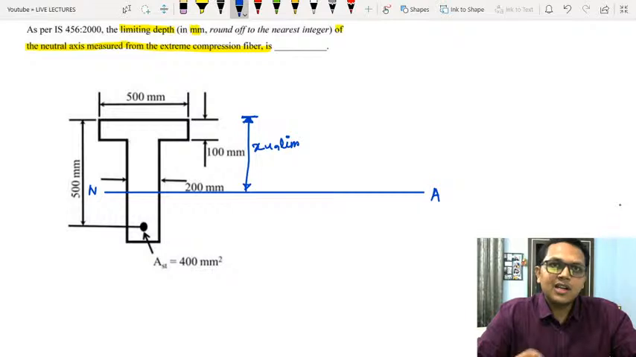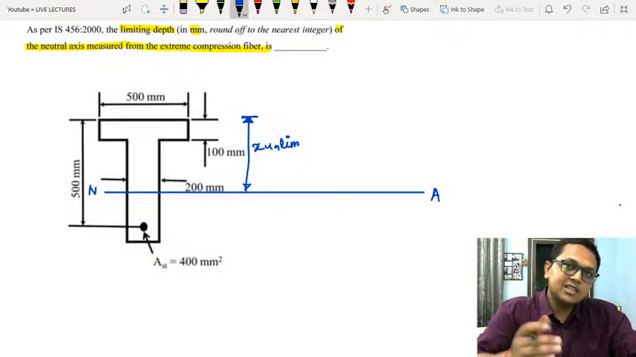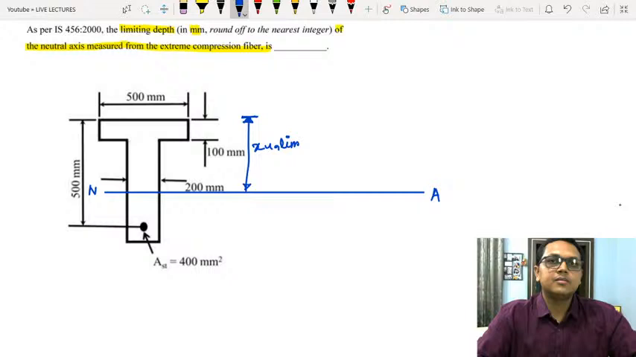Limiting depth of neutral axis, if the limiting depth of neutral axis of a section is found, taking into consideration that both the concrete and the steel reach the yield condition or the yield strain or the failure stage simultaneously, at the same time.